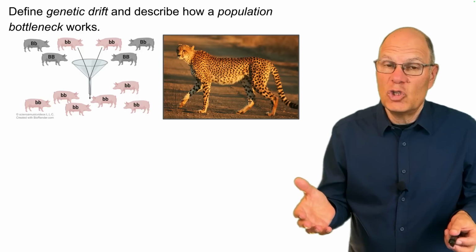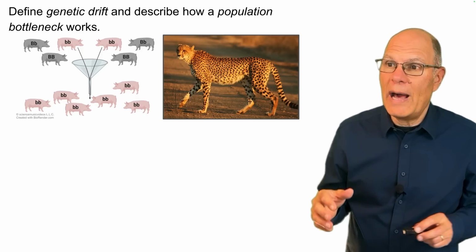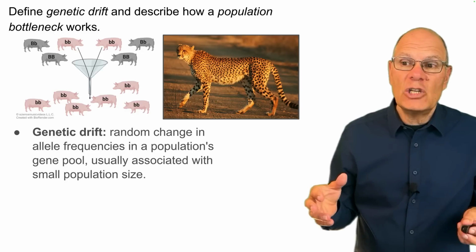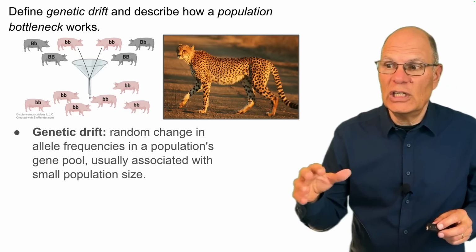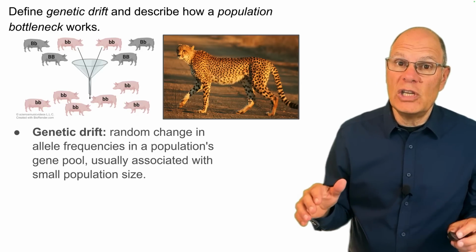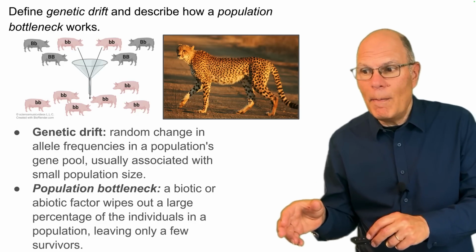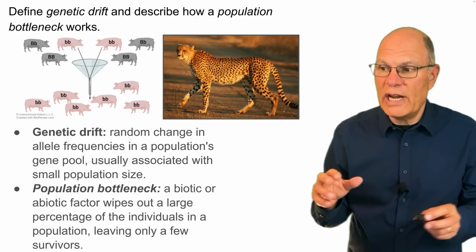So what's genetic drift? And we'll also look at one variant of genetic drift called a population bottleneck. Genetic drift is random change in allele frequencies in a population's gene pool, usually associated with small population size. A population bottleneck can cause genetic drift.